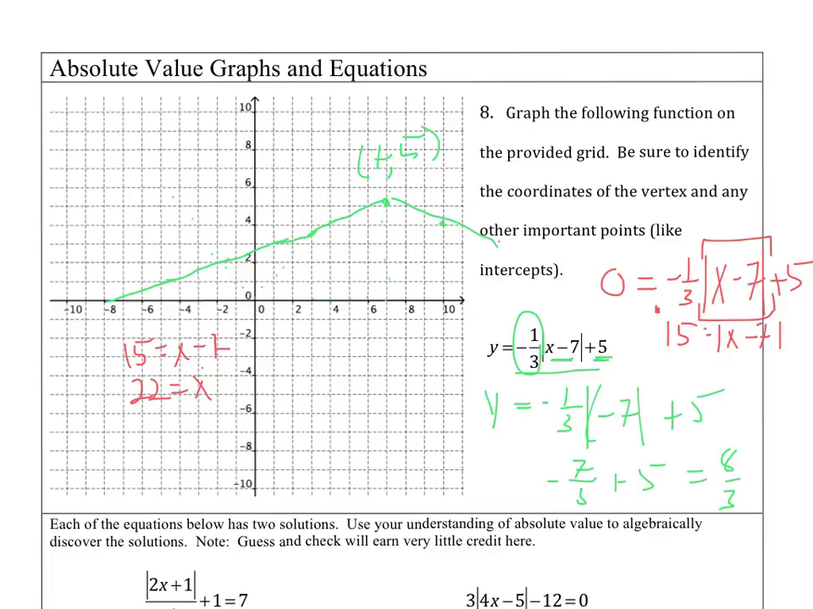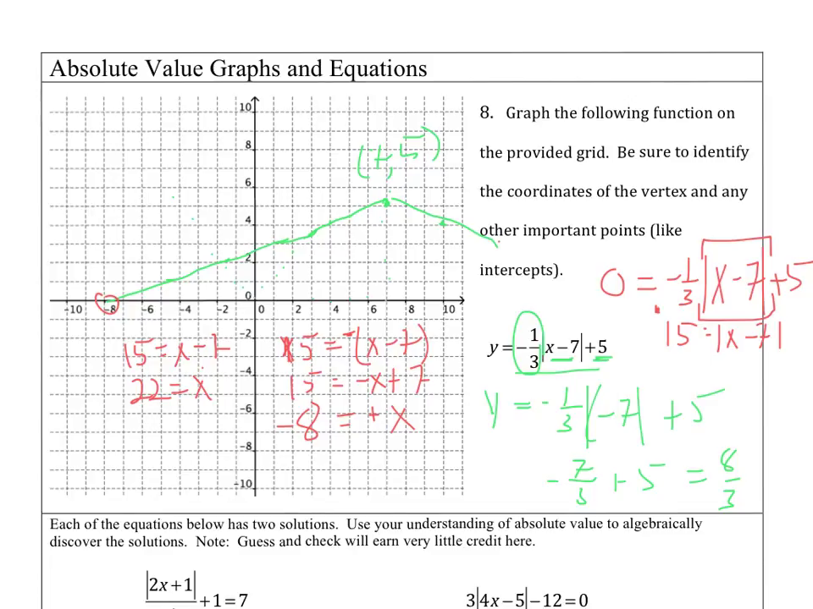The other condition would be if x minus 7 was negative. So 15 is equal to negative x minus 7, or 15 is equal to negative x plus 7. If I subtract 7 from both sides, I get x is equal to negative 8, which I think is pretty close with my sketching graph. So I'm pretty proud of that.